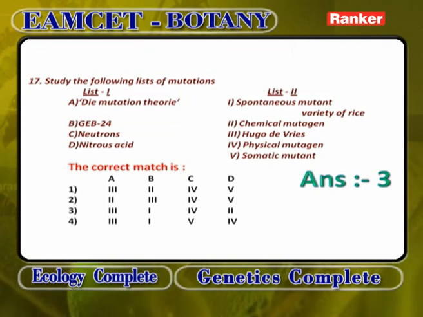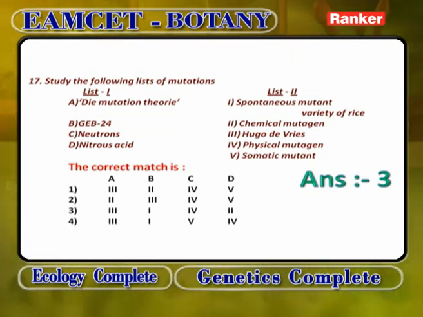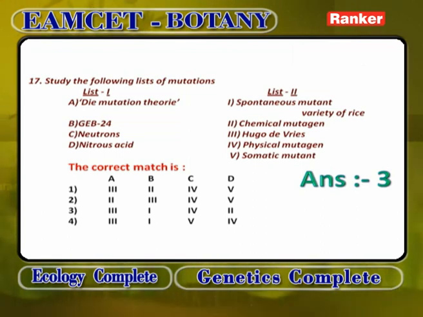Here there is no somatic mutant, all the 4 are given. So dimutation theory is Hugo de Vries. GEB24 is a spontaneous mutant variety of rice. Neutrons are physical mutagens and nitrous acid is a chemical mutagen. So the answer is 3.